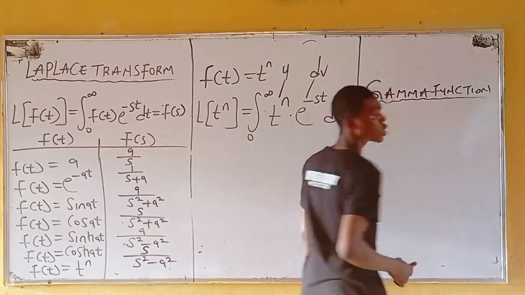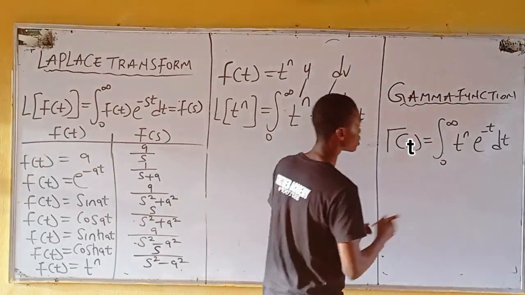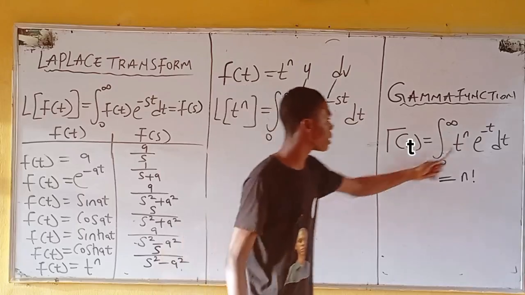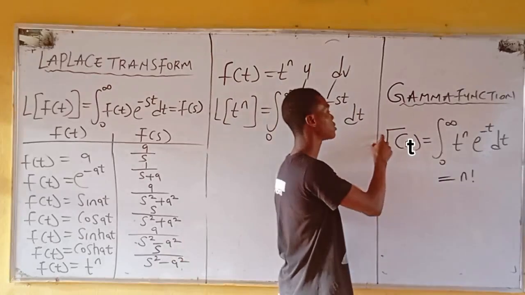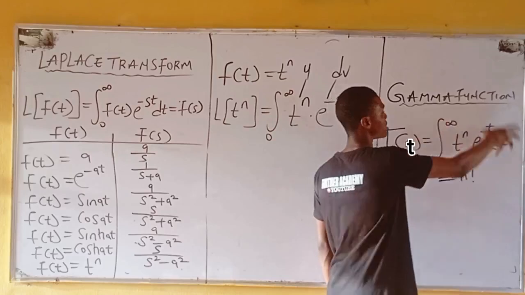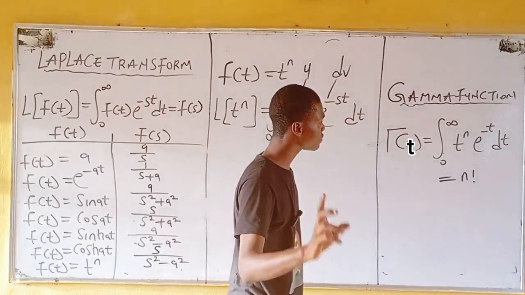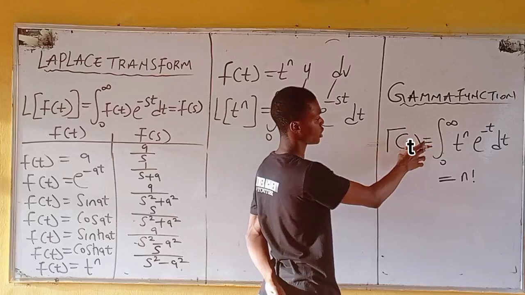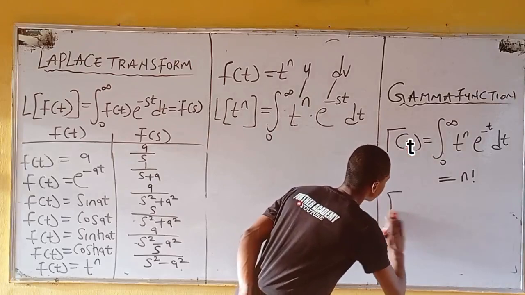Looking at this, it is a gamma function. The result of this gamma function is n factorial. This is how you write your gamma function: the gamma function of n is equal to this integral, and the answer becomes n factorial. Now observe what I'll be doing here. This is the gamma function of n. Now let's say the gamma function of k.